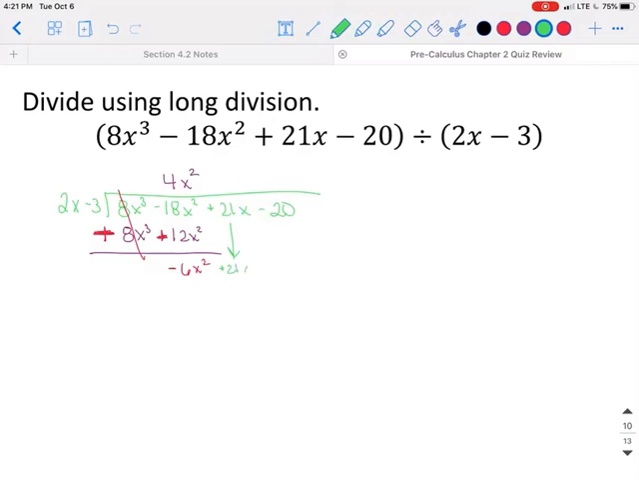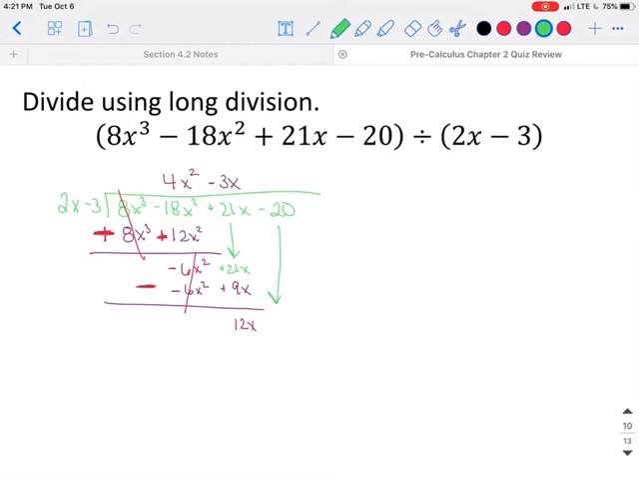We are going to bring that 21x straight down. Now, what do we need to multiply 2x by to make it look like negative 6x squared? We would need to multiply it by negative 3x. So negative 3x times 2 is negative 6x squared. Negative 3x times 3 is a positive 9x. Again, we are going to subtract down. Negative 6 minus negative 6, those are going to cancel. 12x minus 9x is going to leave us with 21x, minus 9x is going to leave us with 12x.